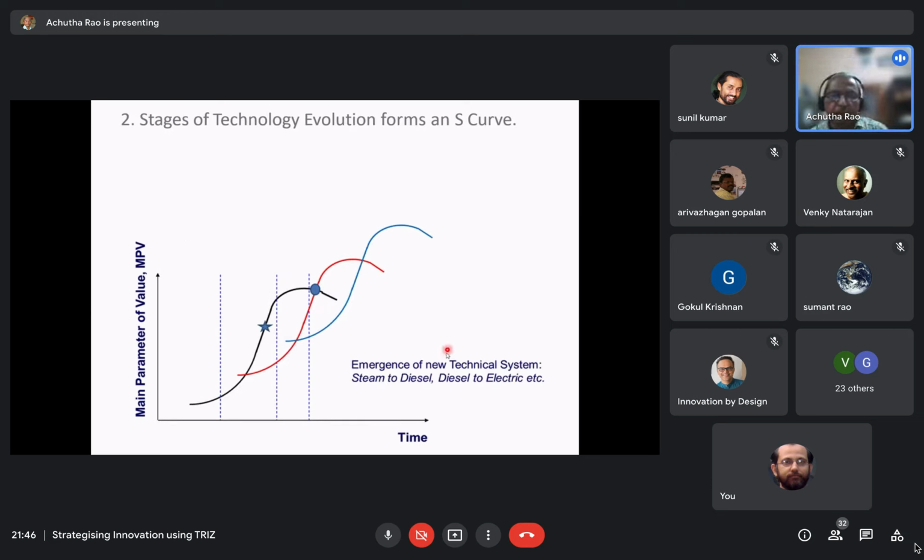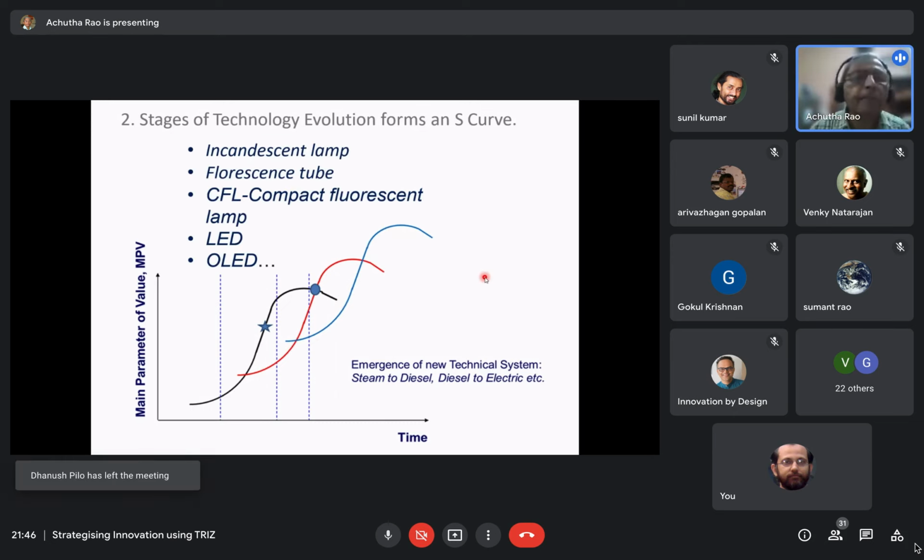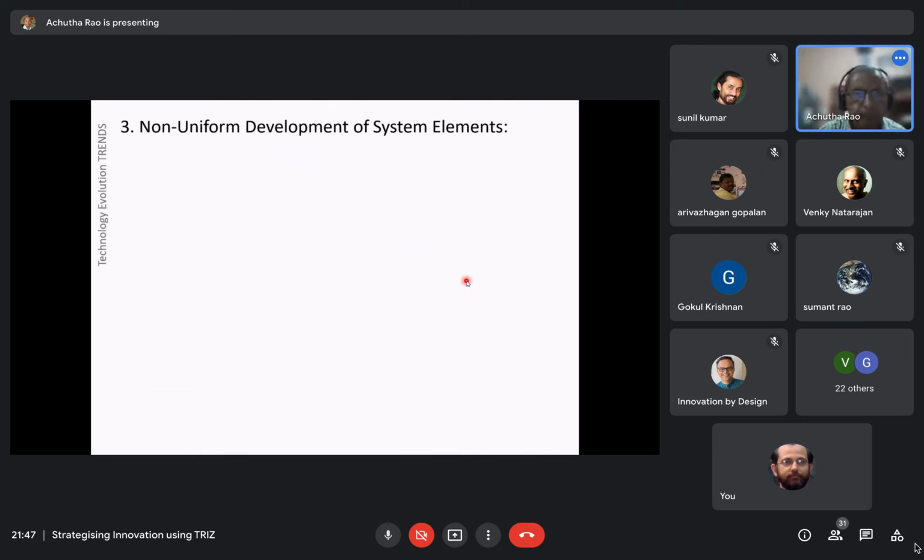Like if you see steam engine to diesel engine to electrical engine to magnetic levitation, etc. This can be predicted very easily and we can be prepared for this. So if I see lighting, incandescent lamp to fluorescent tubes, CFL lamp, LED, OLED, all these are predictable and we can actually implement innovation in advance.